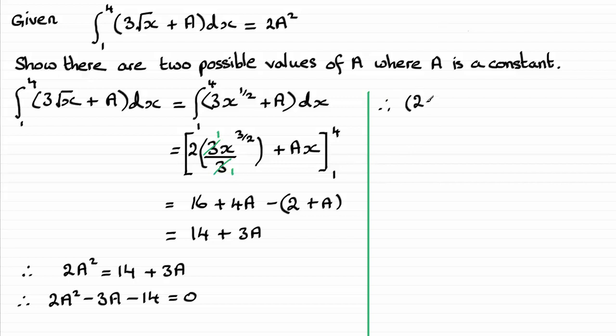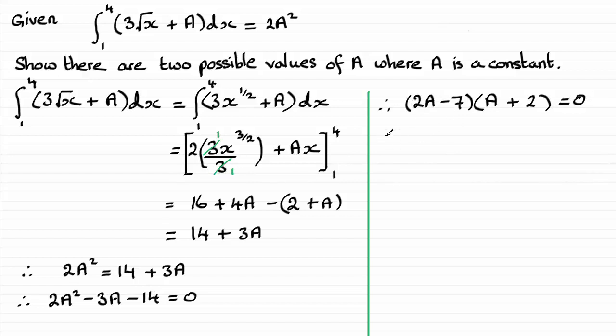It's just going to have a 2a in one bracket and an a in another one. And then we're just going to have a 7 and a 2, and that's going to be minus 7, plus 2, and that will equal 0. Okay, check it out. You should find you get 2a squared minus 3a minus 14.